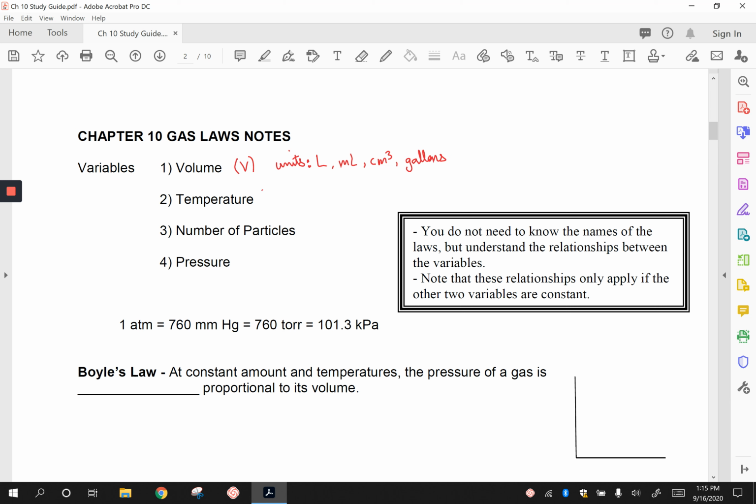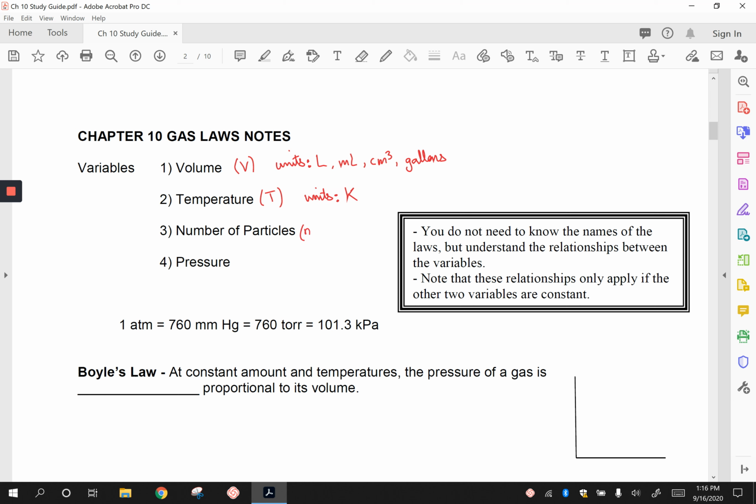For temperature, it's capital T, and remember temperature is related to the average kinetic energy. So it has to do with the motion of the particles. And for this chapter, the only units of temperature that we can use are kelvins. So if you are given Celsius or even Fahrenheit, you'd have to convert it to Kelvin before you move on with any calculation in this chapter.